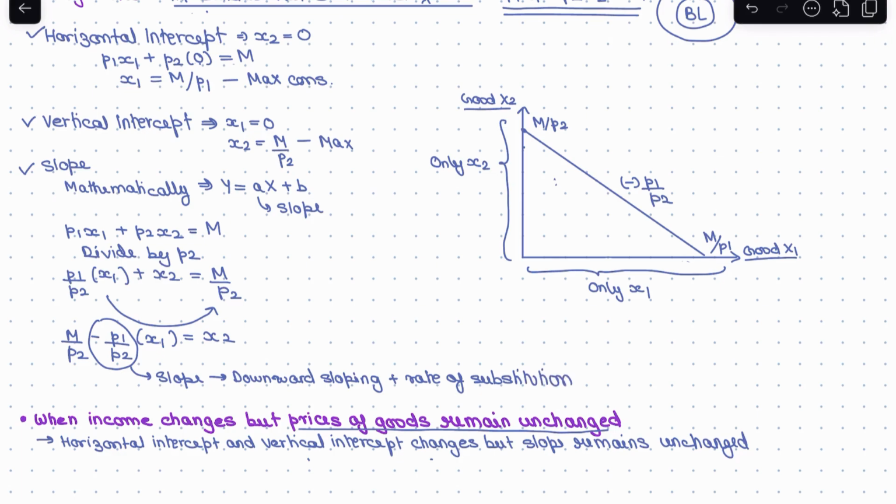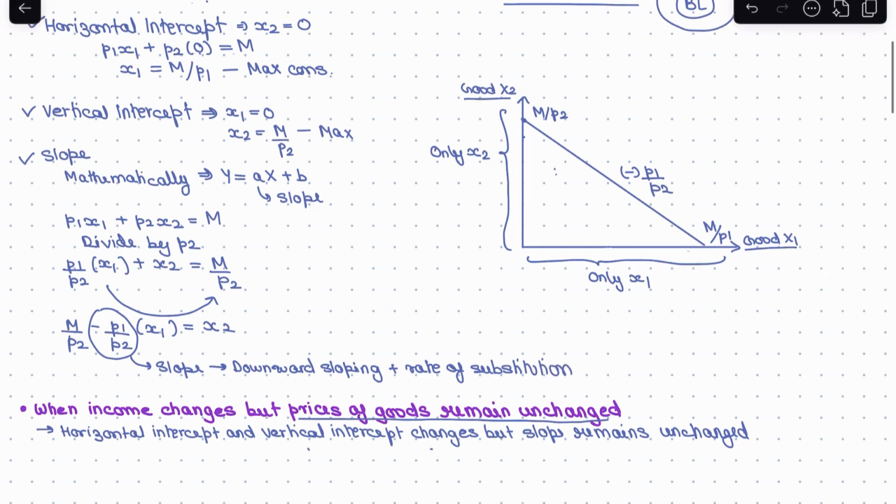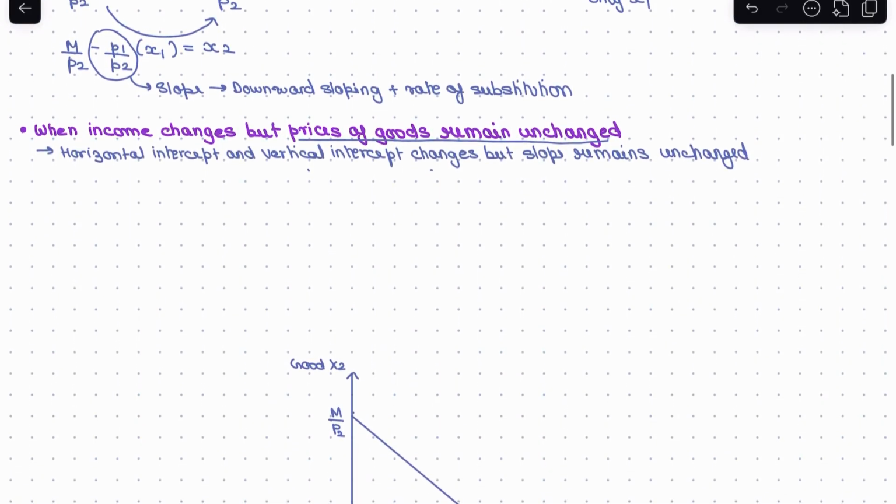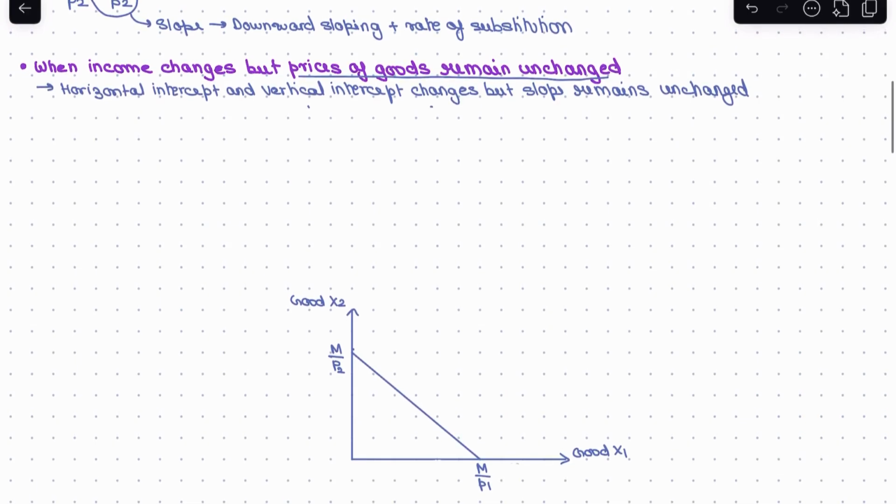So now we have established what a budget line looks like. Now let's see how it responds to changes in prices of the commodities that the consumer consumes and the income of the consumer. The first case that we'll be taking is when the income changes but the prices of the goods remain the same. If we look at this logically, with more income, the consumer can buy more of both goods than they could have before. So technically we should witness a rightward shift of the budget line.